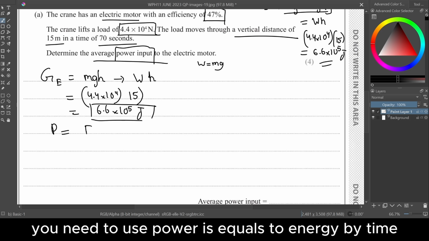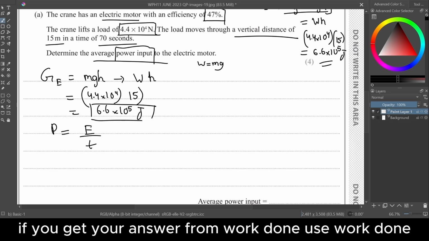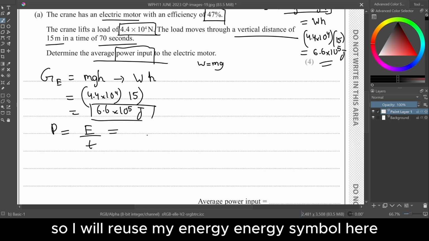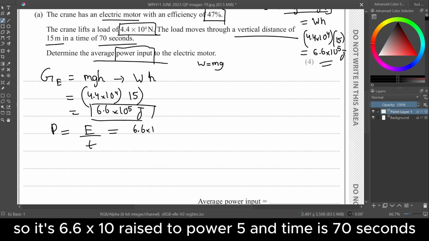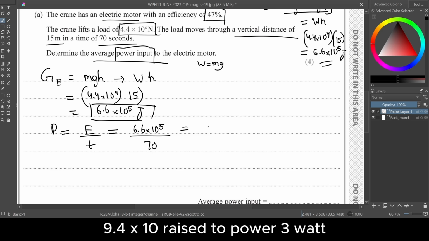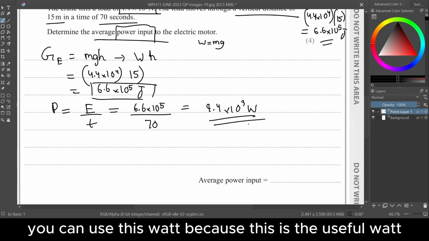So now the next part is that you need to use power is equals to energy by time or work done by time. If you get your answer from work done, use work done. I got my answer from energy, so I will reuse my energy symbol here. So it's 6.6 times 10 raised to power 5, and time is 70 seconds. So now if you solve this, you will get 9.4 times 10 raised to power 3 watt. Now you can use this watt because this is the useful watt.